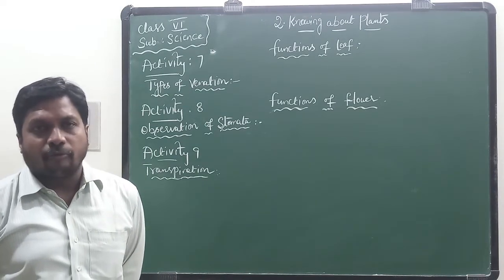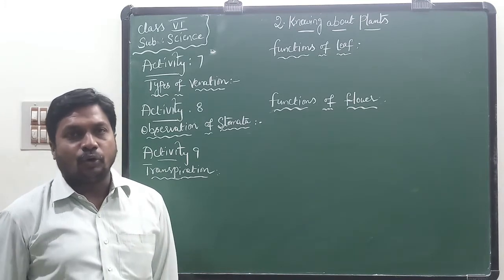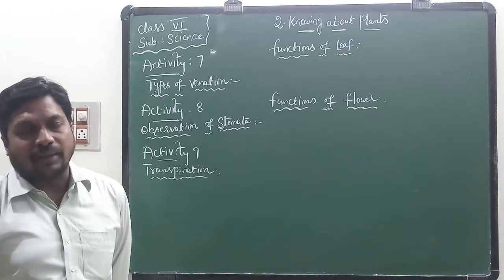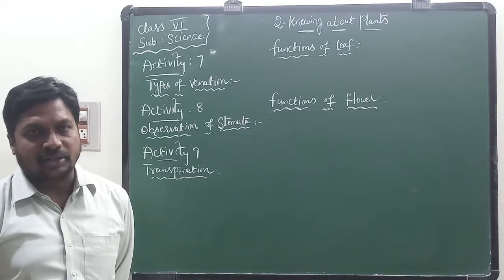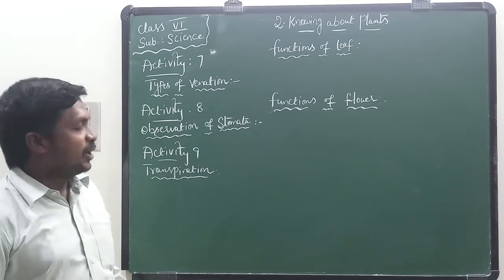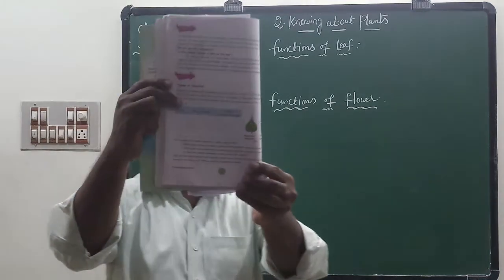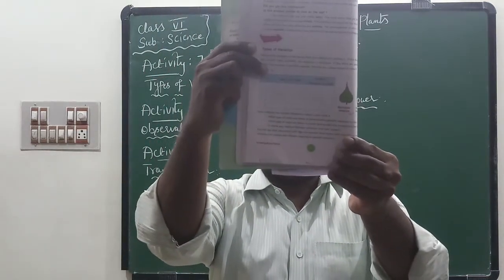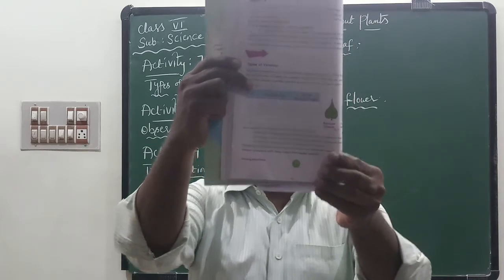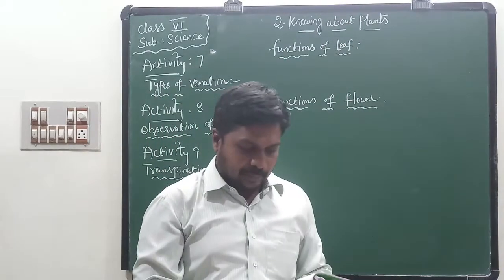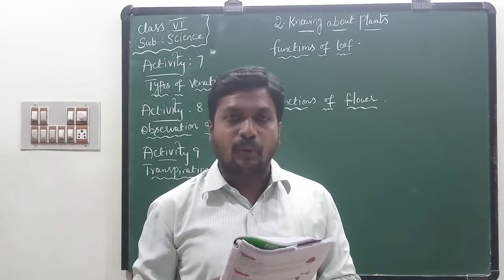What are veins? Veins are the thin lines present in the leaf, known as venation. There are two types of venation in plants, that is parallel venation and reticulate venation. So all of you open page number 18 in your science textbook. They gave one table for you. You have to fill that table. Open page number 18, activity 7, types of venation, table 4.